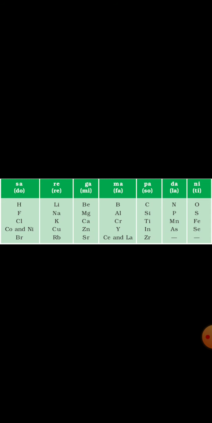Okay, then again what will come once you finish the basic musical notes? Sa, re, ga, ma, pa, da, ni. Then again the next will be what? Sa, which means the properties of that will be the same. Then again what will come after sa? That will be re. So you see the second column which is of re. So these elements will have similar properties.